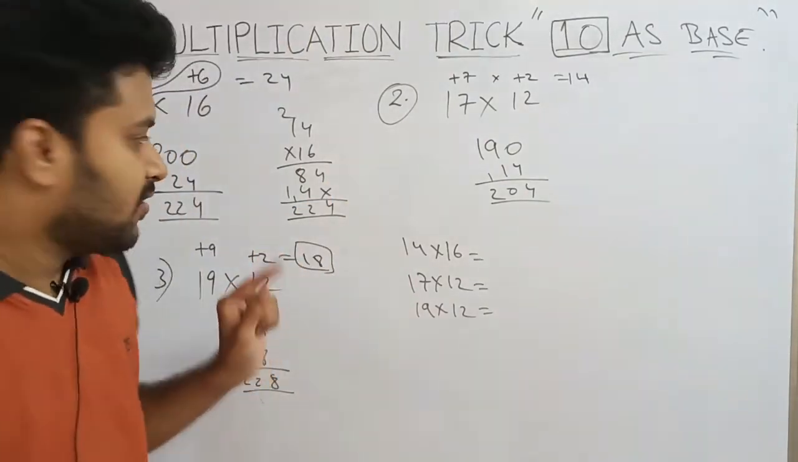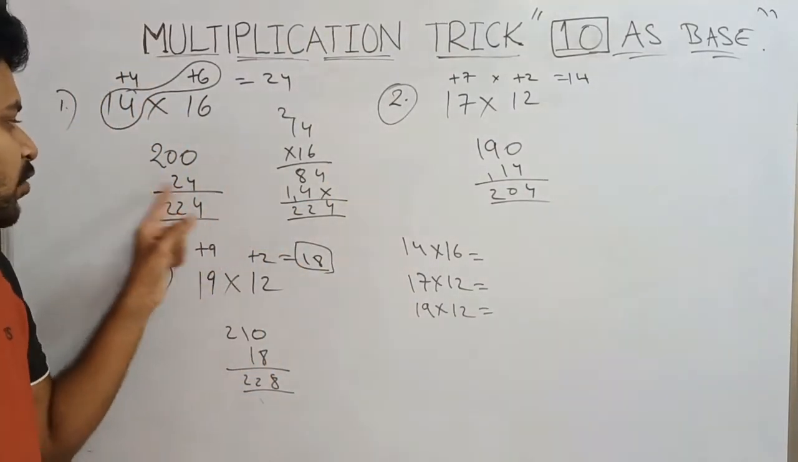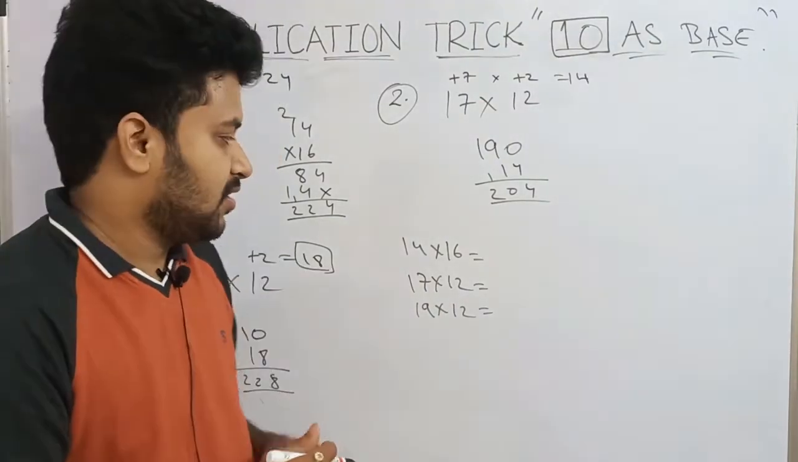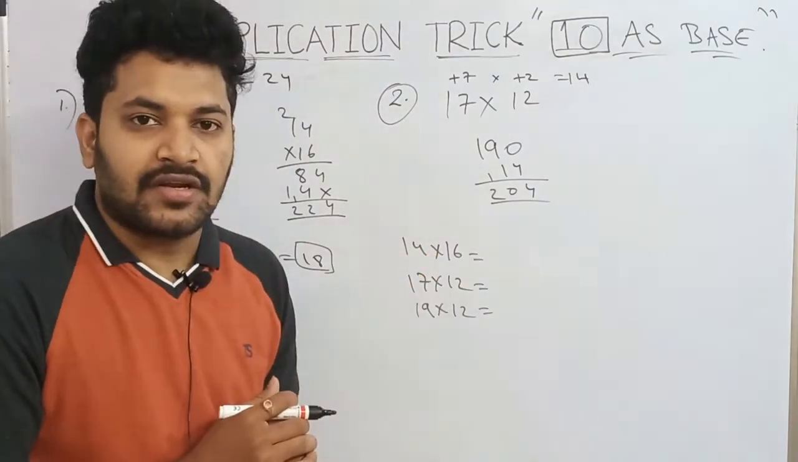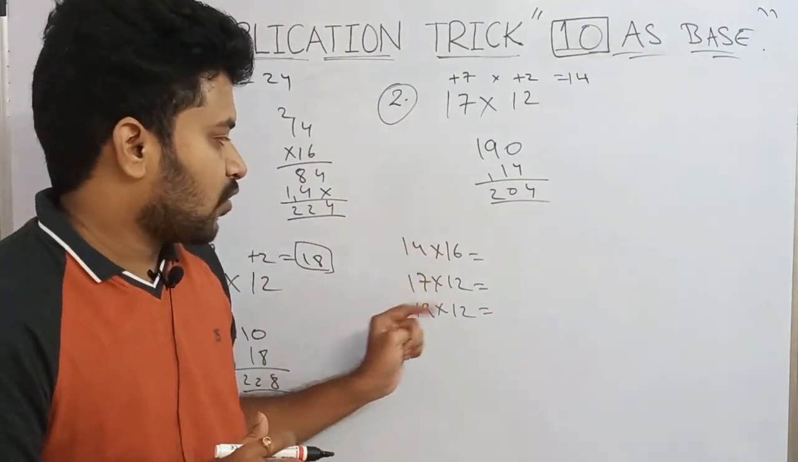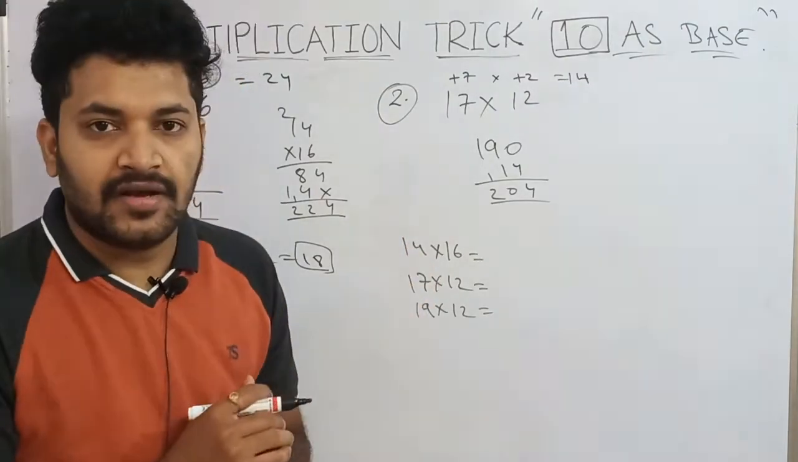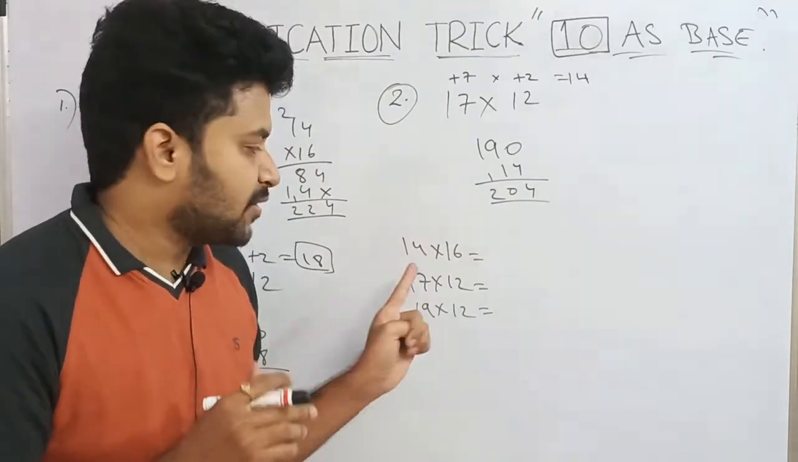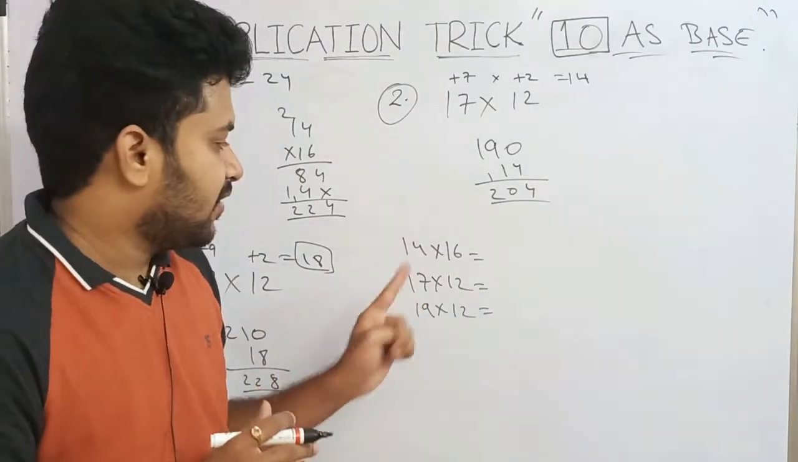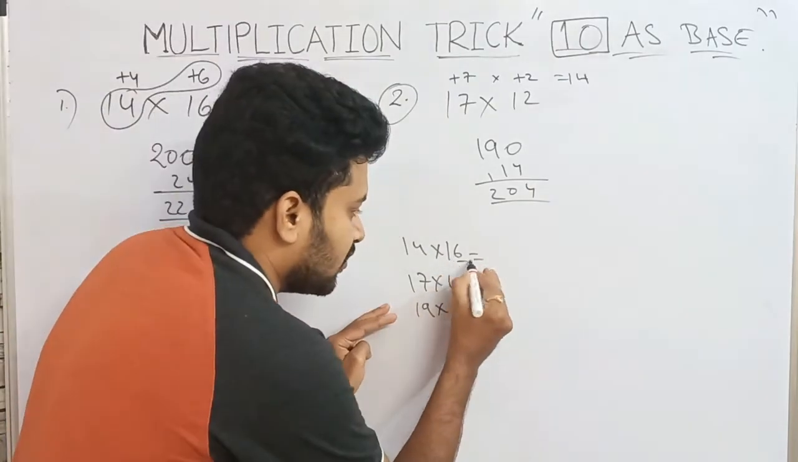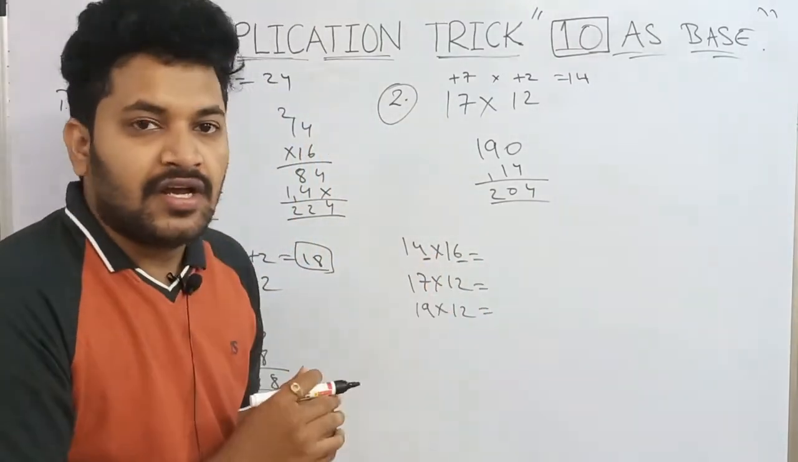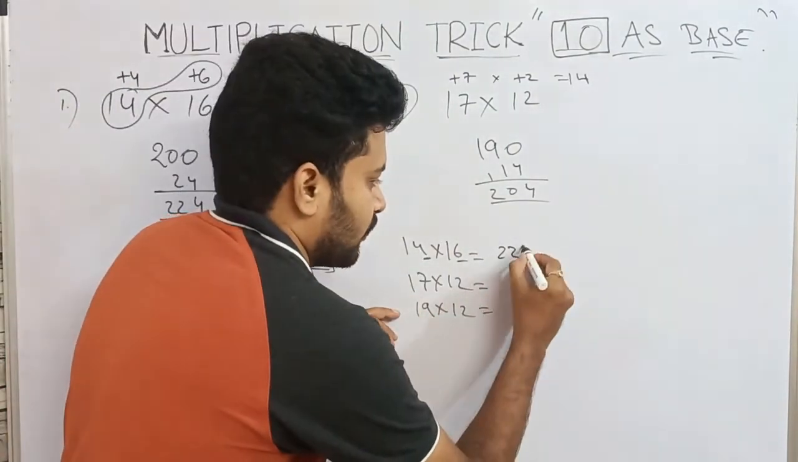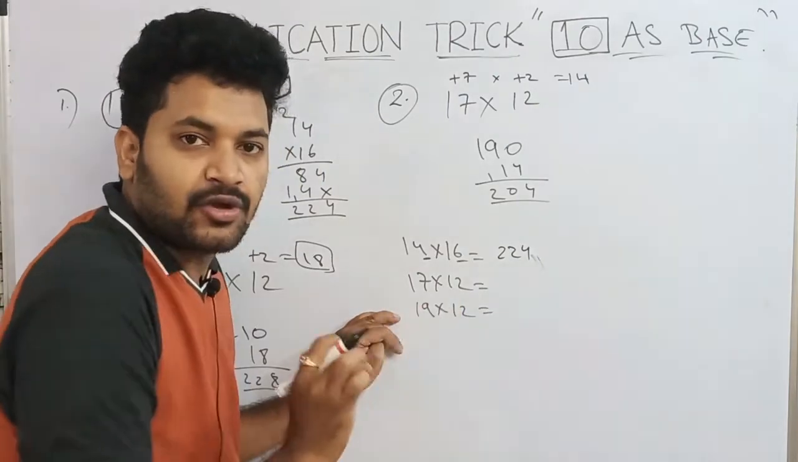Without writing this 224 also, how can we say the answer? If you practice more examples, how can you do it fast? 14 into 16: 10 plus 4, 10 plus 6. You should keep 4 and 6 in your mind. That is very very important. Here 14 is there, no? Just add this 6 to 14. How much will it become? 20, which means 200. And this units place is very important. You add the units place to that 200. 6 fours are 24. 224.